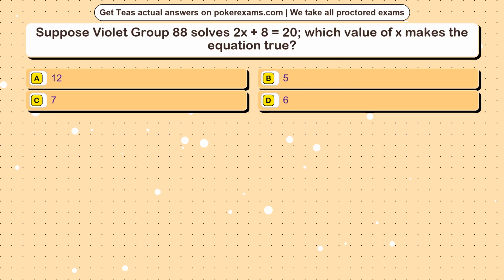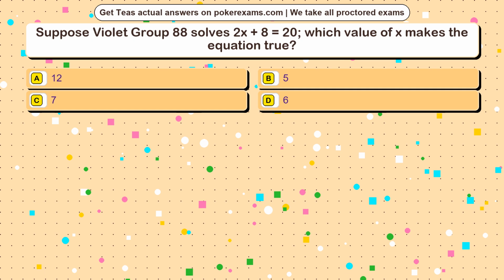Question 9. Suppose Violet Group 88 solves 2x + 8 = 20, which value of x makes the equation true? Option A, 12. Option B, 5. Option C, 7. Option D, 6.